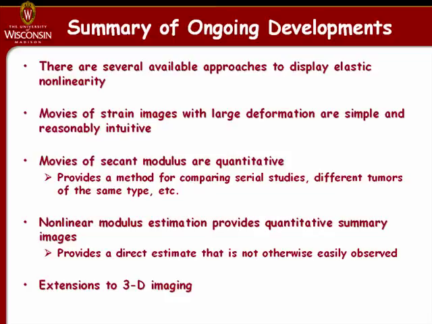So, to summarize the ongoing developments, we know that there are several available approaches to display elastic nonlinearity. One is to display movies of strain images with large deformation, and that's simple and intuitive. Another is to reconstruct a secant modulus, and these are quantitative images, although they're scaled to the background. And watching those through a movie loop and how tissue may or may not stiffen as it's deformed helps to interpret that stress-strain nonlinearity. But the most direct way to do it is to do a full nonlinear reconstruction, and that provides all of the information in just 2 images. And then, of course, extending all of this to 3D.